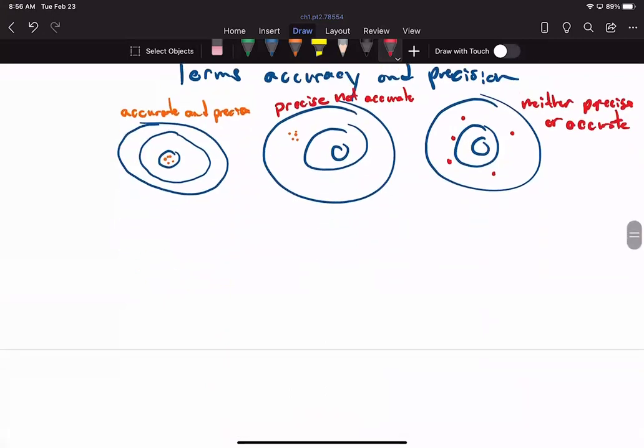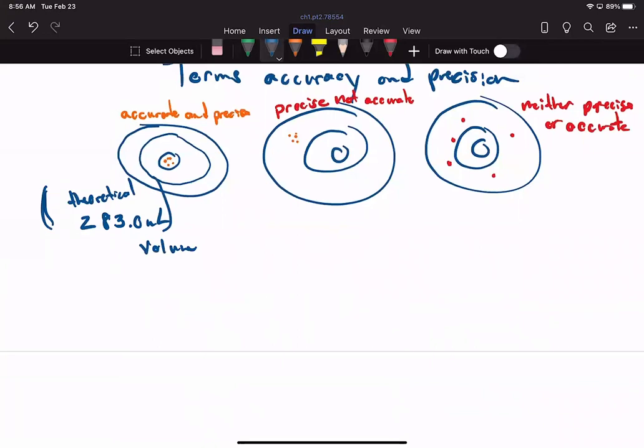If I were to actually give you some values now, let's actually look at some values. For something that's accurate and precise, let's say that our theoretical goal was to measure 283.0 milliliters. I get 4 attempts to measure this value out with my graduated cylinder. So my theoretical value here is going to be 283.0 milliliters.